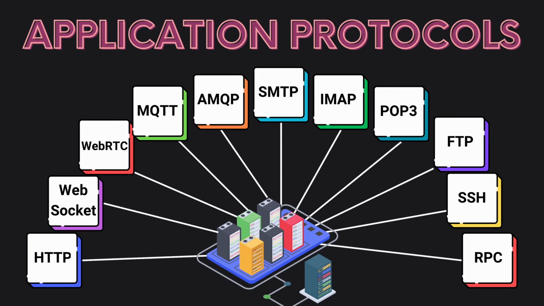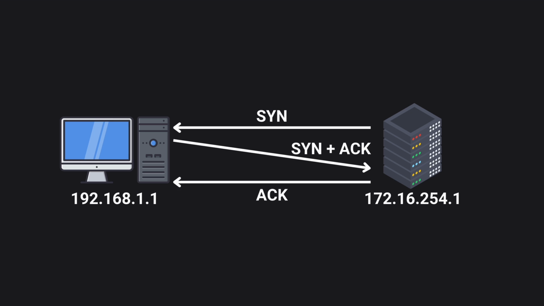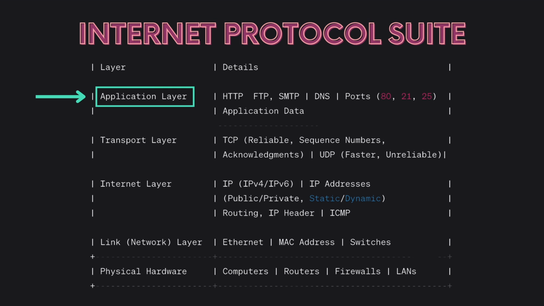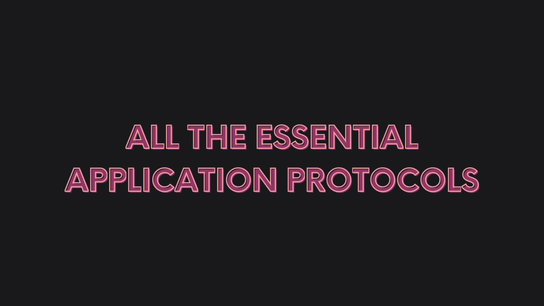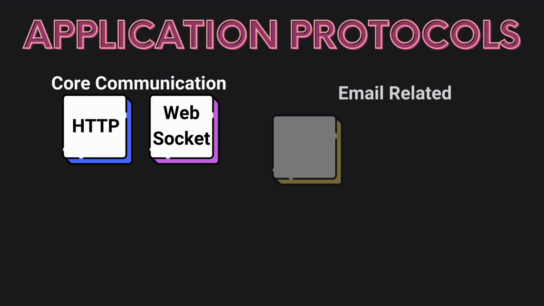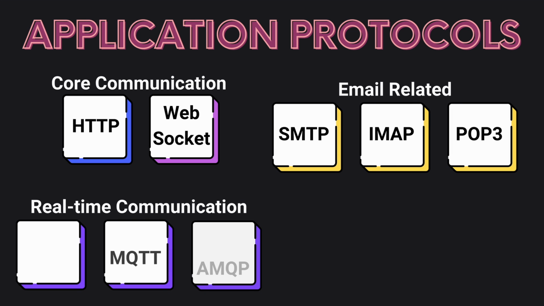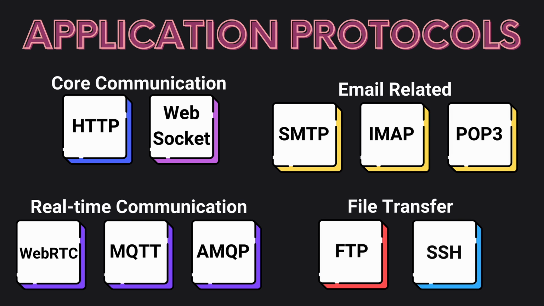Application layer protocols are a set of rules and standards that govern the communication between applications over a network. They operate at the highest layer of the Internet Protocol Suite, which is responsible for end-to-end communication and user interface functionalities. In this video, we'll cover all the essential application layer protocols, from core communication, email-related, and real-time communication to file transfer protocols that are mostly used in system design interviews.